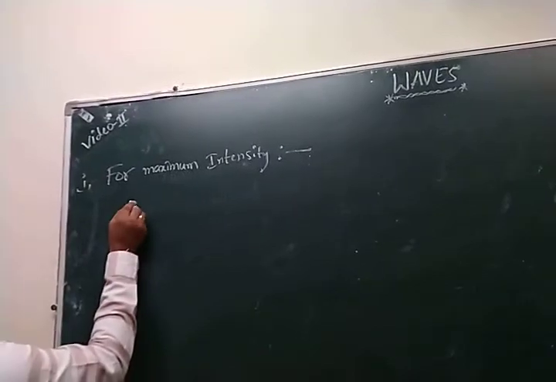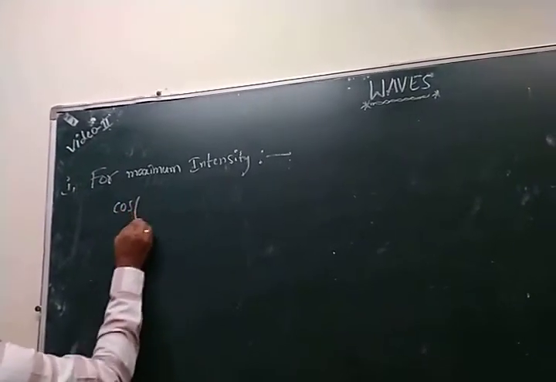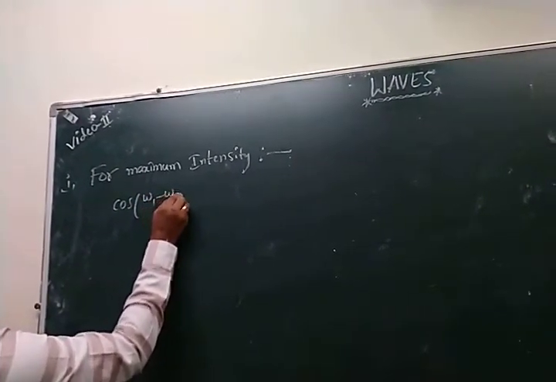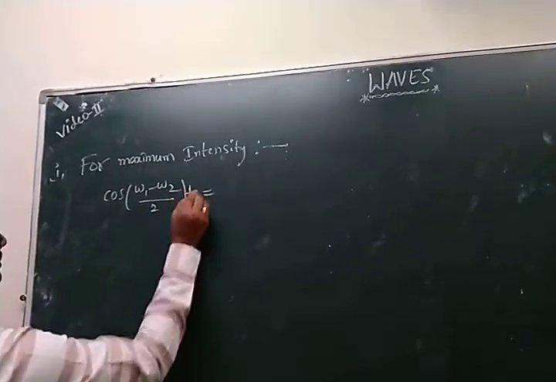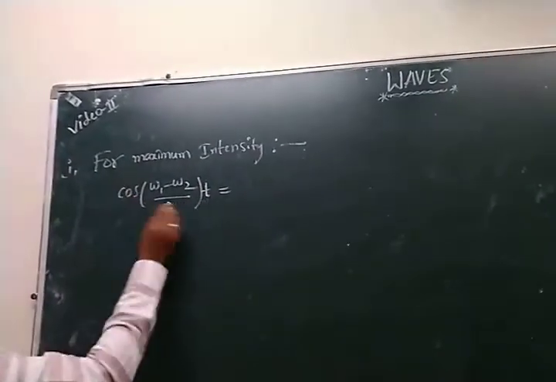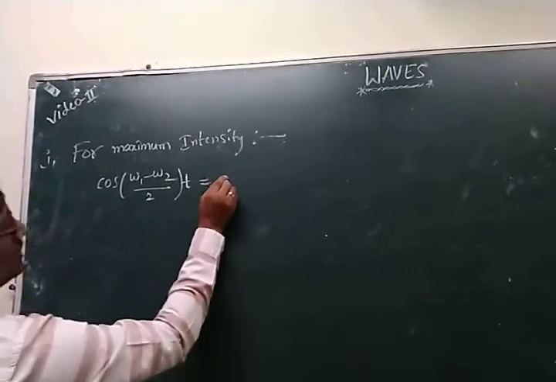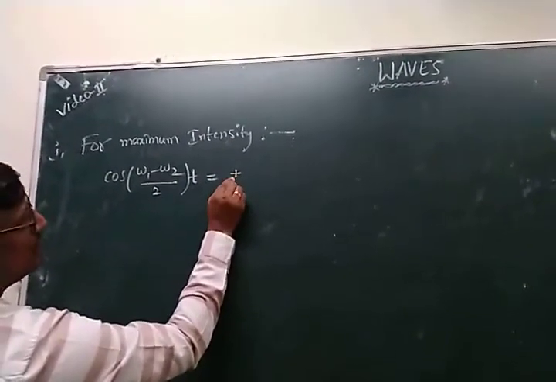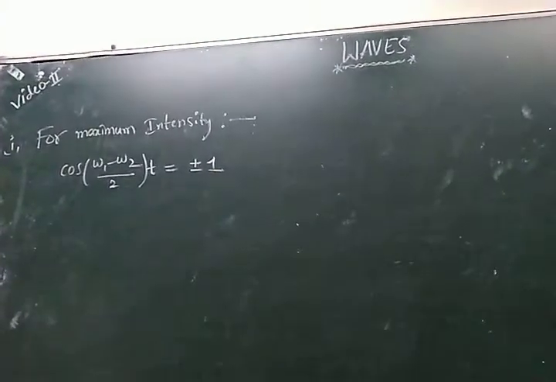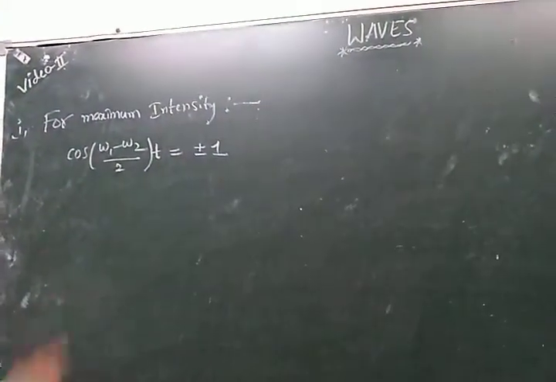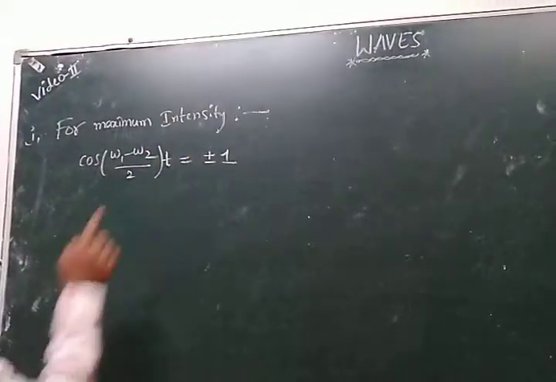See here, what is the formula we take for the intensity? It is cos of (omega 1 minus omega 2) by 2 into t. The maximum is where the cos has the value 1 and the minimum is minus 1, so we take plus or minus 1. Now this cos is taken here.